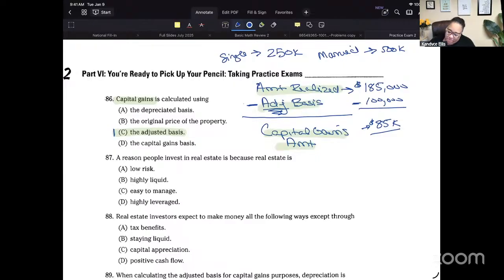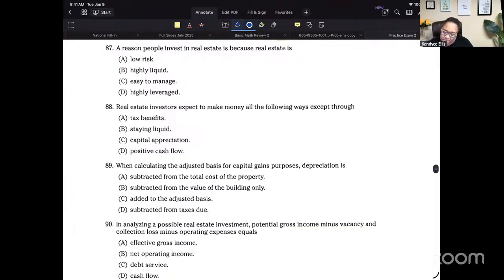Okay, 87. A reason people invest in real estate is because real estate is fun, said no one who's actually an investor. But a reason people invest in real estate is because real estate is A, low risk, B, highly liquid, C, easy to manage, or D, highly leveraged. And yes, our answer is D, highly leveraged.